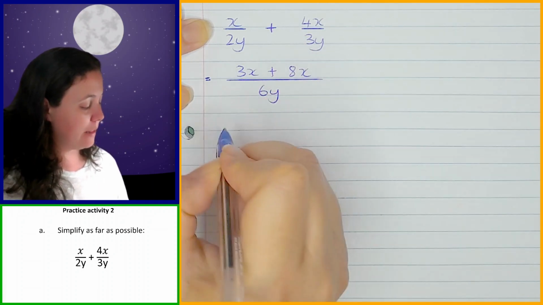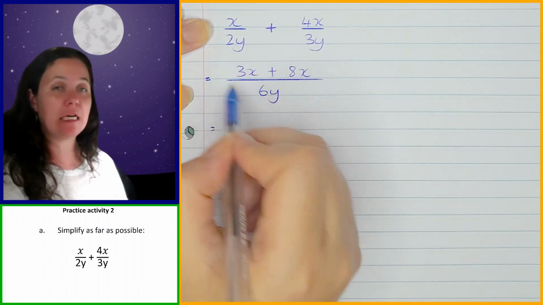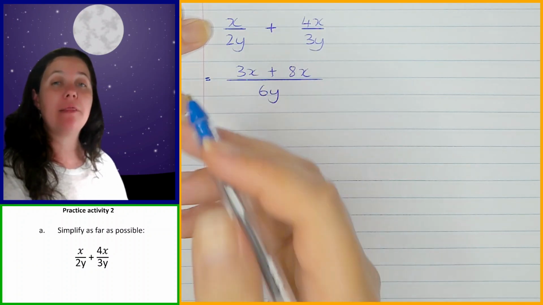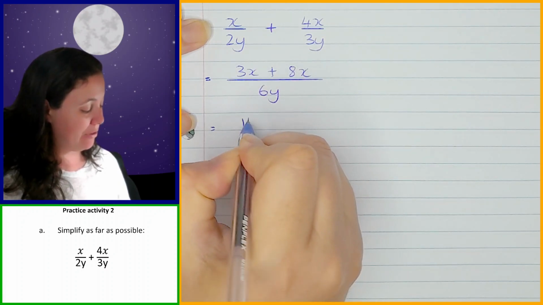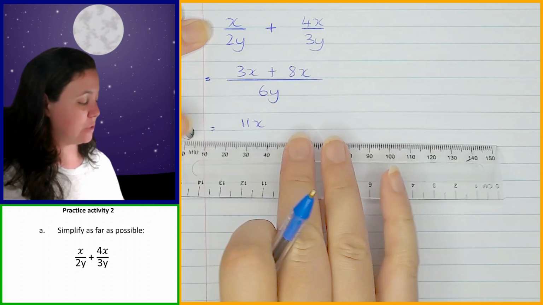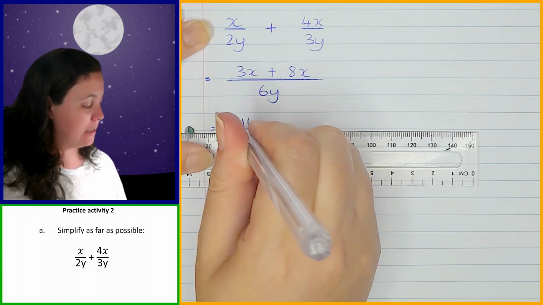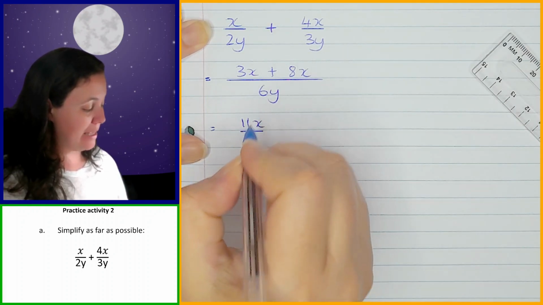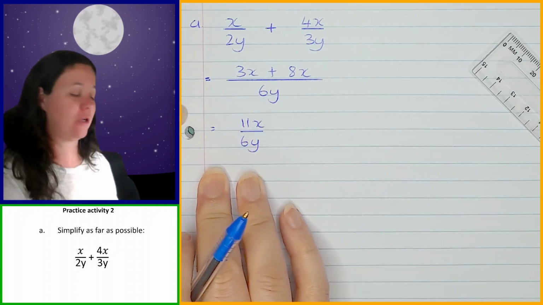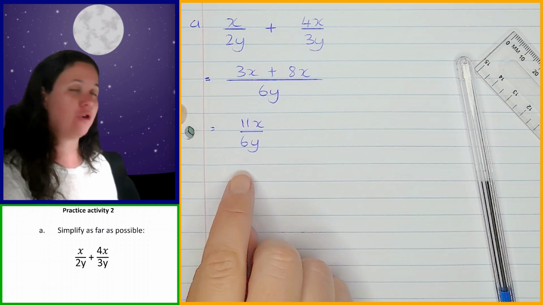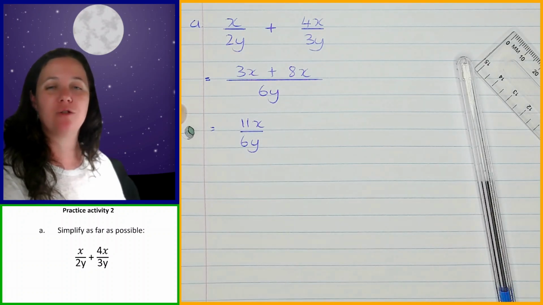8x. And then we're going to go and collect our like terms and combine them because they are like terms. So 3x plus 6x is 11x, and that is over 6y. 11 and 6 can't be simplified, and the x and the y are different. So that is as far as we can go for that question. So for question A, you should have got 11x over 6y. Right, let's go on to question B.